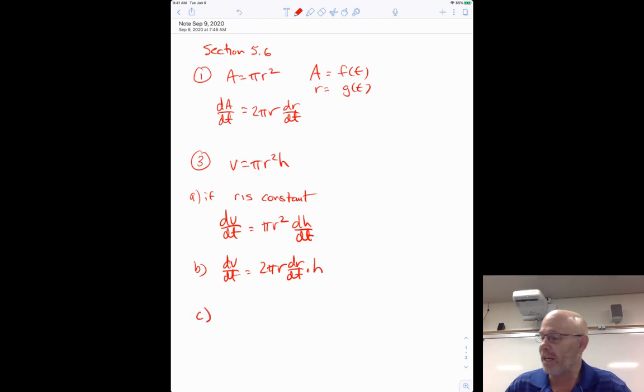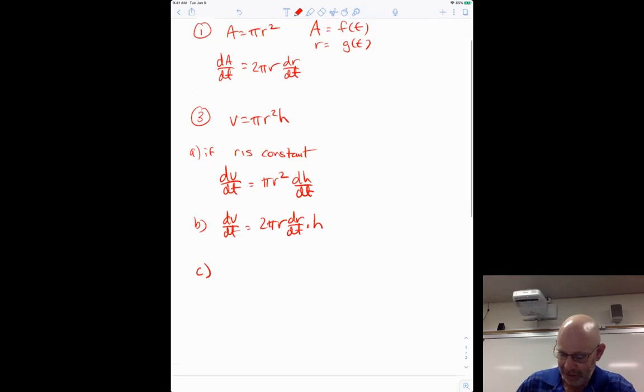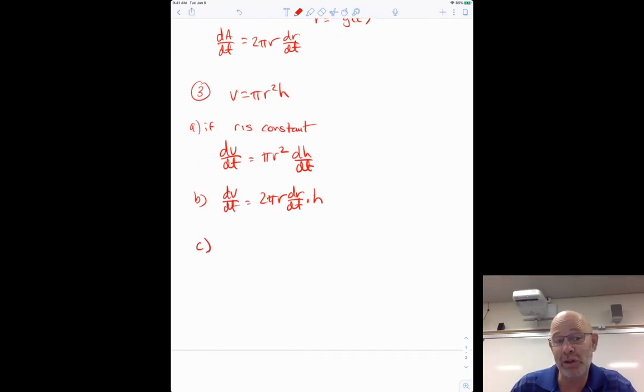And then part C says, how is dV/dt related to dr/dt and dh/dt if neither is constant? So now we're going to have to do a product rule. This would be a lot harder if we had some real problems to do. So we're going to go dV/dt equals, now pi is just going to hang around, maybe I'll just take it out, the whole thing. And then we have this r squared h. So that's just a product rule, right? So we got r squared h as a product rule.